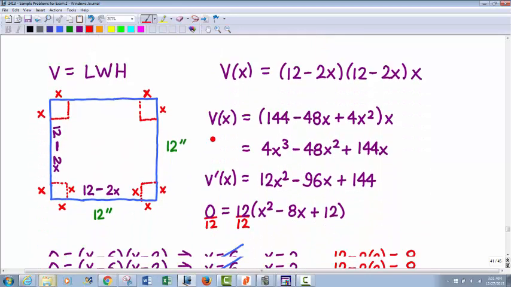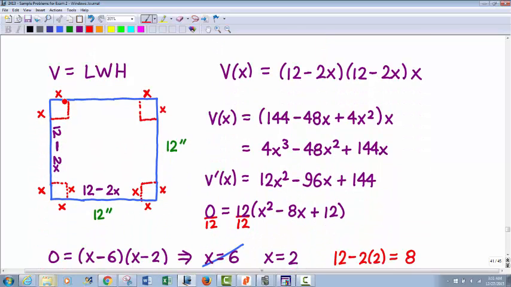So you're cutting off x from each corner, folding up the flaps, and making a hollow box. If the entire length of each side is 12, and you're subtracting x from each end, that means the part that's not cut out will have a 12 minus 2x measurement. So the other side will be 12 minus 2x too. You sort of have to visually imagine that.